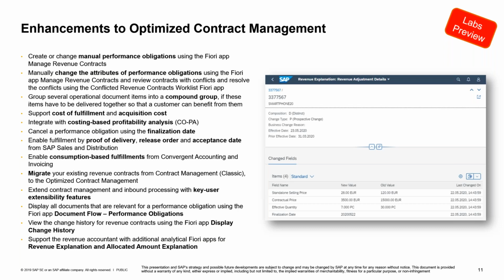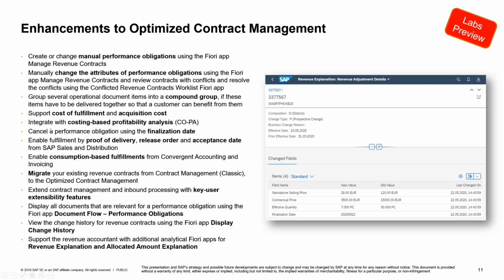Cost of fulfillment and acquisition cost was added depending on the sender components that provide the data. So cost of fulfillment is initially more something which we received from the SD component, but we also took the opportunity here to decouple the cost part because we see that sometimes also other sender components can send dedicated cost of fulfillment items. Acquisition cost, again, similar to what you already knew from the classic contract management.